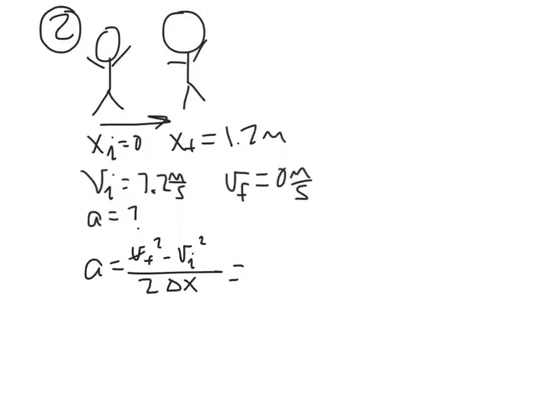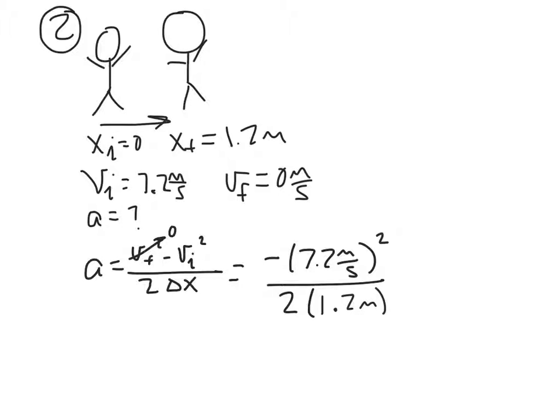Now we just plug and chug. Of course, our velocity final is 0, so we don't even have to write that, but we do have to write the negative sign. Now what you really have to watch here is I put this squared and I leave this negative sign here. Divided by 2 times the change in x, of course, is 1.2 meters, is equal to 21.6 meters per second squared.